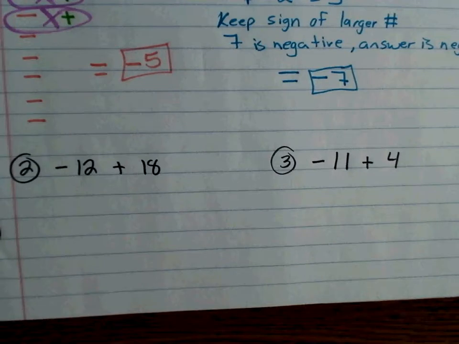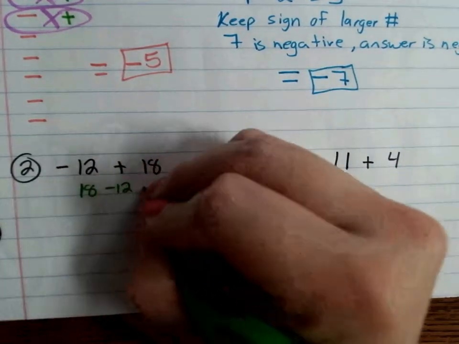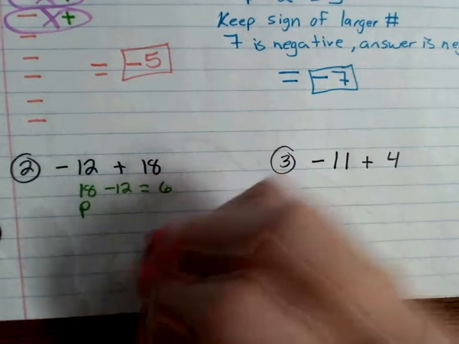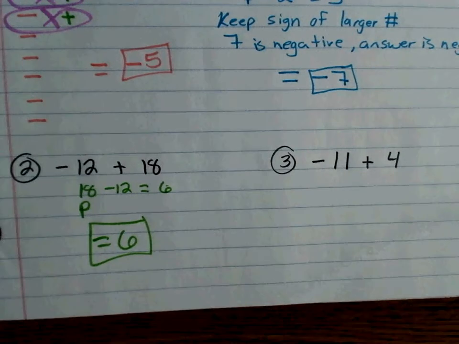Angie, what'd you get for number 2? 4. Not quite. Try again. Rework your math a little bit. What is it? 6. There you go. So it's going to be a positive 6. Again, if you do 18 minus 12, you're going to get 6, and 18 is a positive, so therefore 6 is going to be positive. So it's a positive 6.